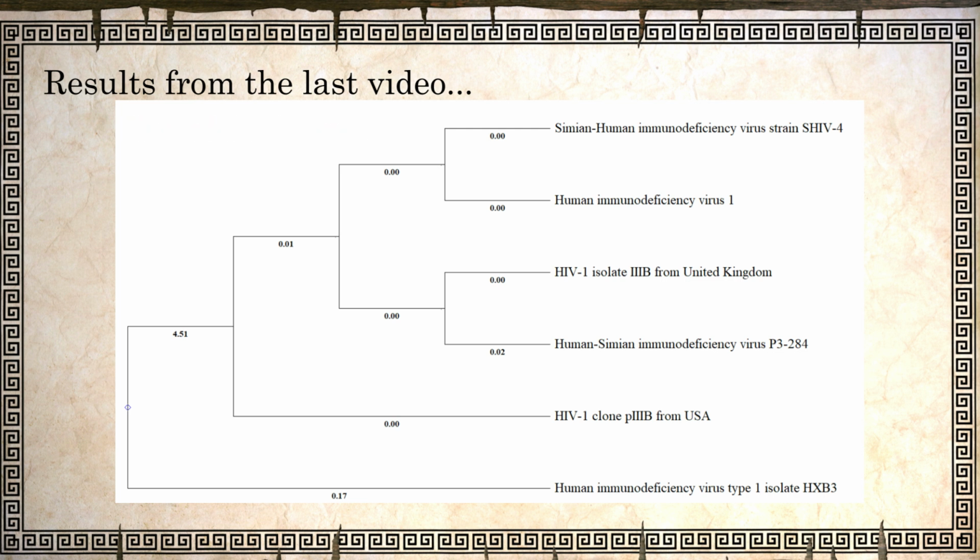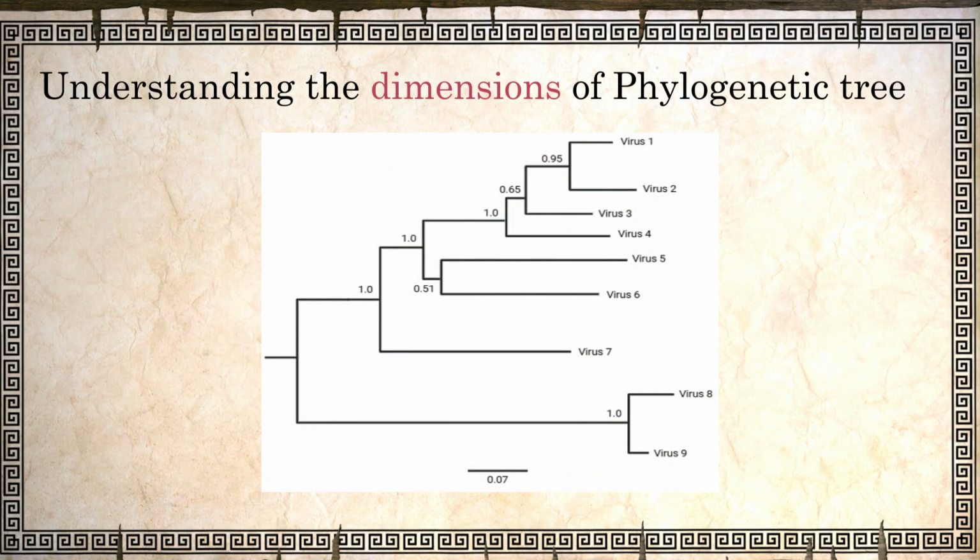Now we have understood the type of tree that is generated by the Mega 11 software. We will move on to understand the dimensions of the tree. As explained earlier, horizontal lines of the tree are termed as branches. Branches are of variable length throughout the tree.